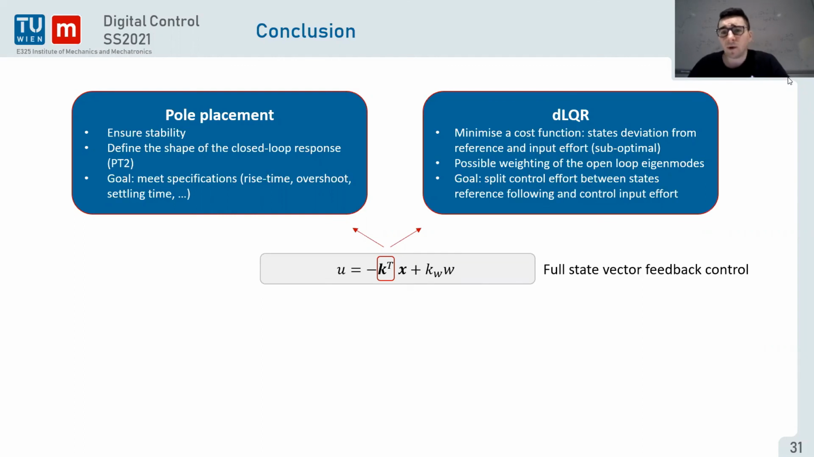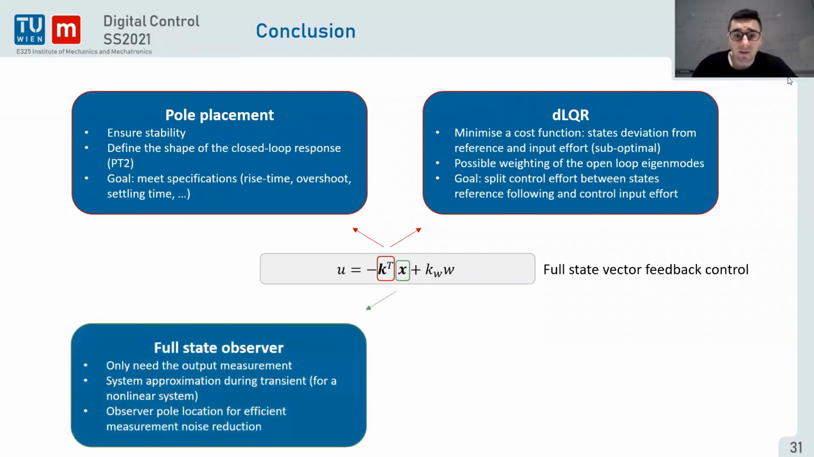You have possible weighting of the open loop eigenmodes, so you can weight whether the states or the open loop eigenmodes or both if you want. If you have n states, you have n possibilities, so you can weight two eigenmodes and two states, for example. You can also do this. And so the goal is to say how much control effort you can have and how much weighting you put on each state or each eigenmode.